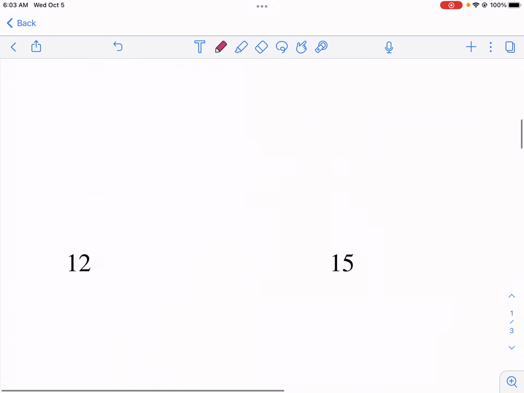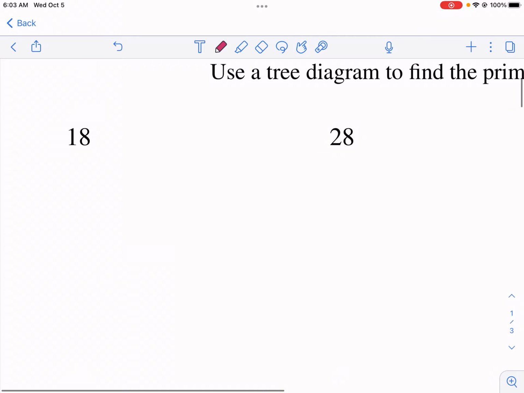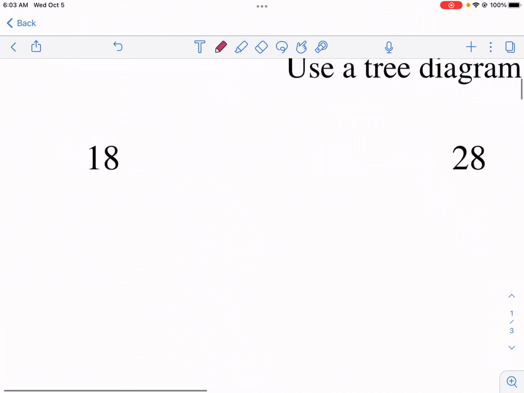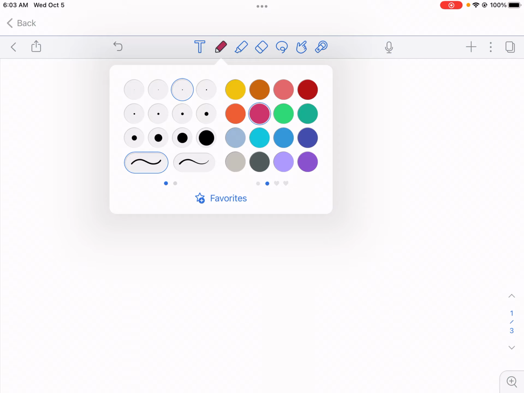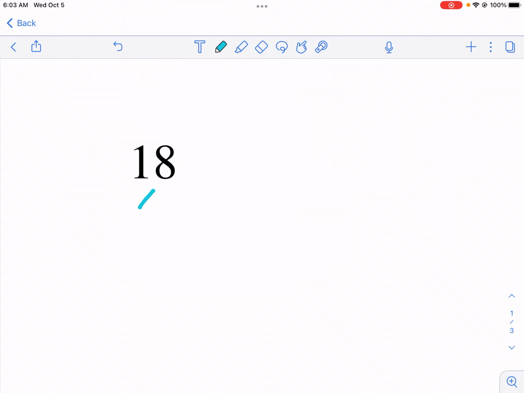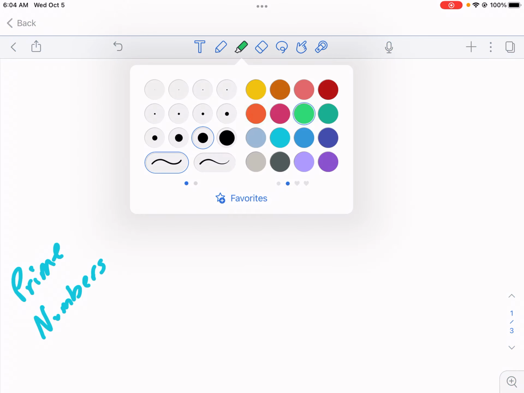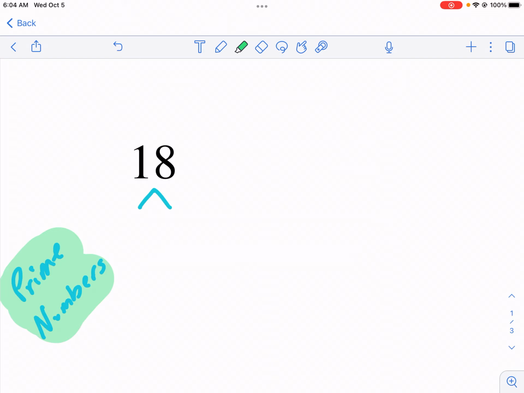So what we're going to do here is use some strategies to find the prime factorization of these composite numbers. Let's go ahead and start with the first one, which is 18. What I like to do with these is always start with this little trunk here, or the roots, whatever you want to call it. And I always like to put my prime numbers on the left. Okay, so I like to divide by a prime number to start every time. And I'm going to show you what I mean by that in just a second.